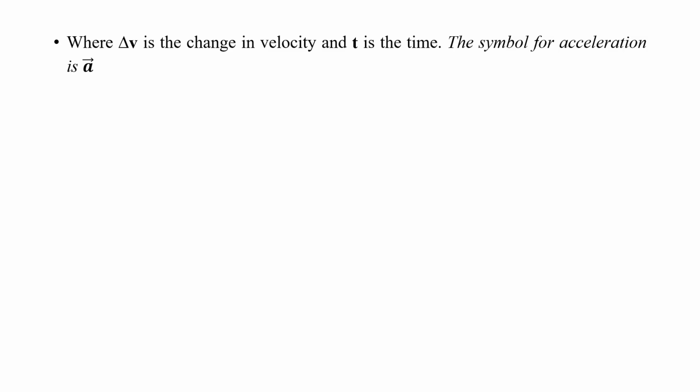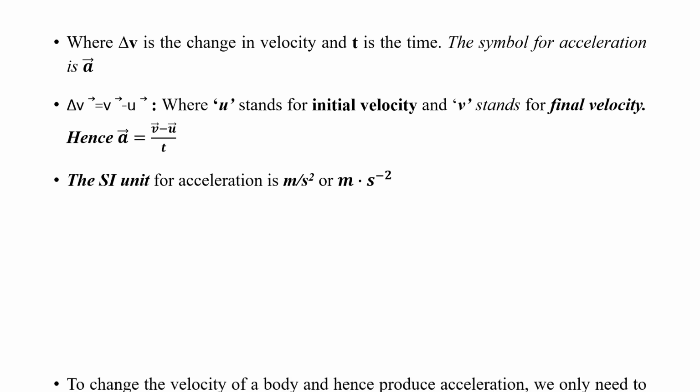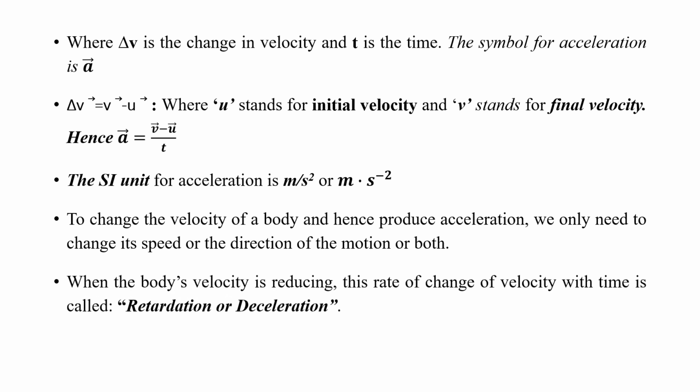The symbol for acceleration is a bar. Δv equals v − u, where u stands for initial velocity and v stands for final velocity. Hence a equals (v − u) over t. The SI unit for acceleration is meters per second squared or m s⁻². To change the velocity of a body and hence produce acceleration, we only need to change its speed or the direction of the motion or both. When the body's velocity is reducing, this rate of change of velocity with time is called retardation or deceleration.